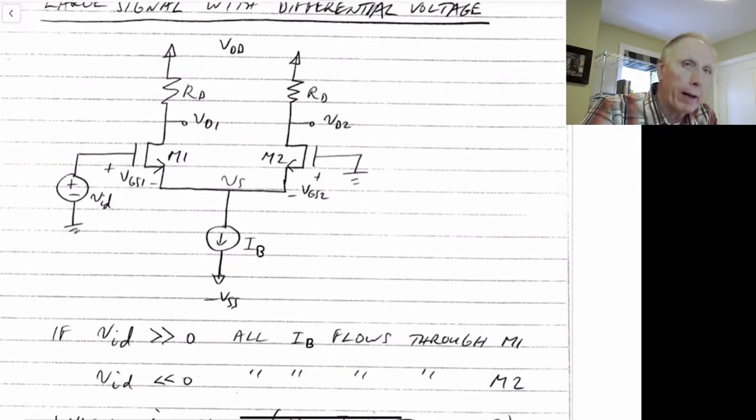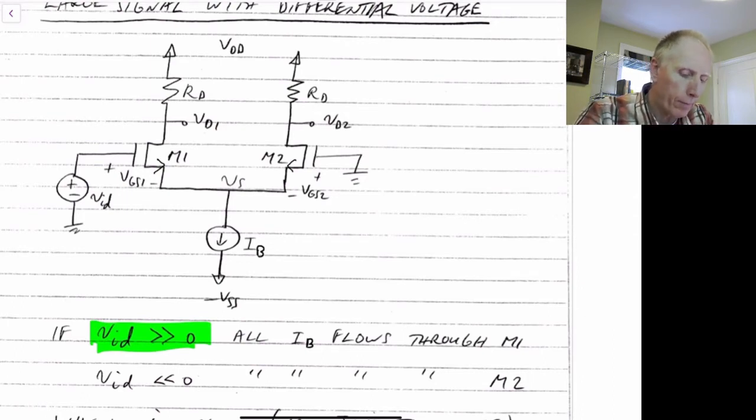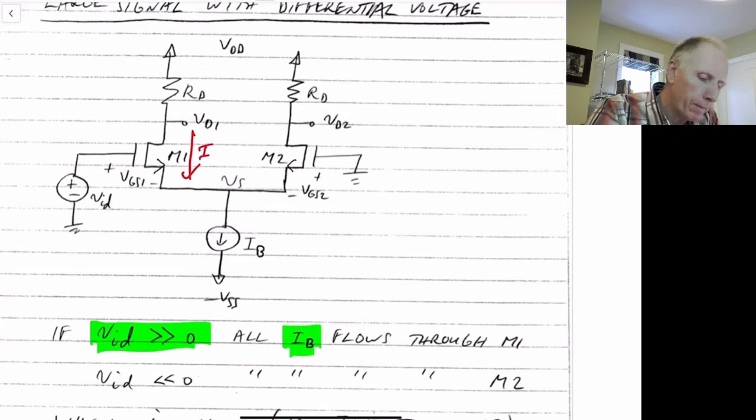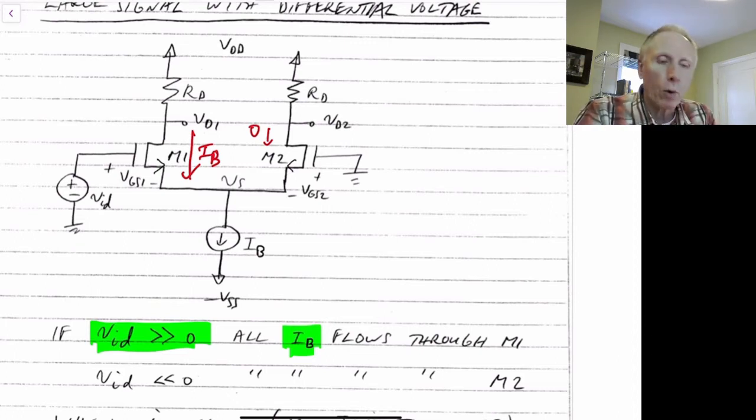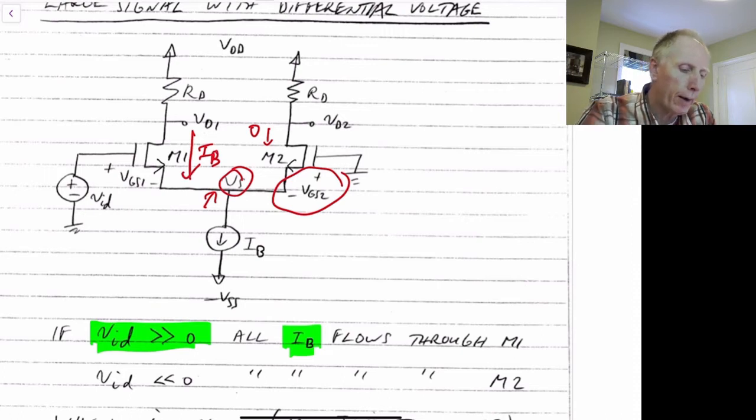So what we see here is that if we make VID much greater than 0, then all of the current I sub B will flow through M1. So this will go to IB, and this will be 0. Because we put our gate to source voltage so high in M1, and as the source voltage here gets higher, it will eventually cause VGS2 to become less than a threshold voltage, and M2 will turn off. And the higher we go, the smaller VGS2 becomes, and M2 will turn off even more.